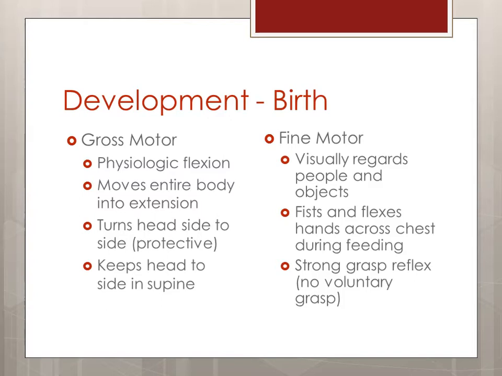For fine motor skills at birth, infants are able to visually regard people and objects. Their hands are going to typically be in fists and flex across their chest during feeding. And they're going to have a really strong grasp reflex, which is that reflex that when somebody puts an object or a finger into their palm, they're going to grasp it. But right now they have no voluntary grasp ability. That's just a reflex.